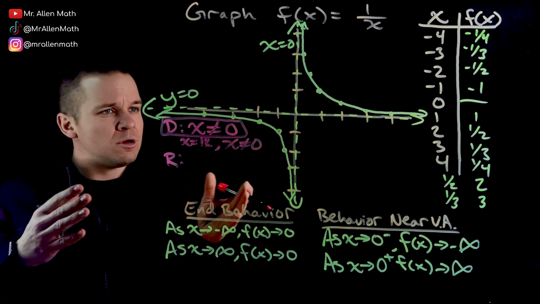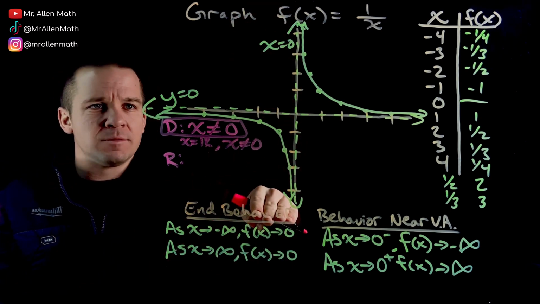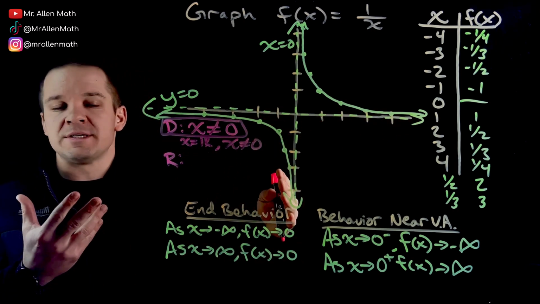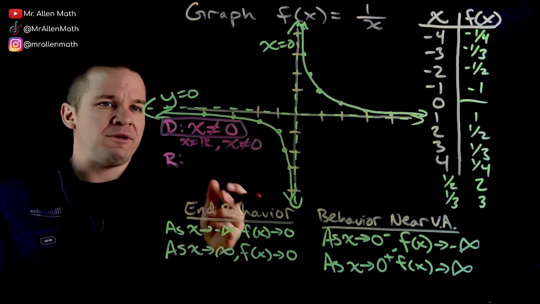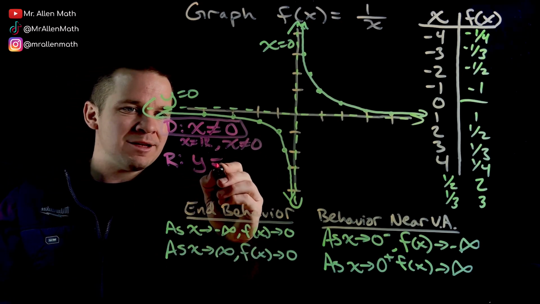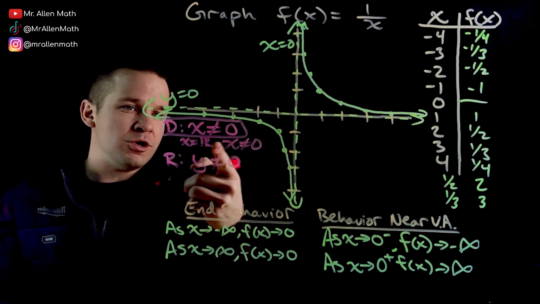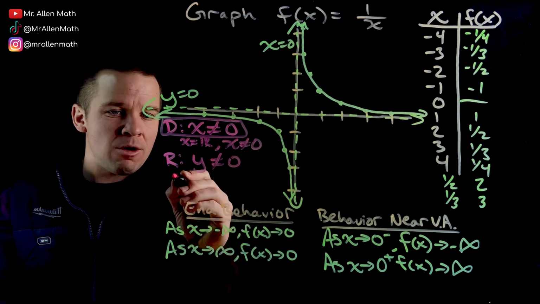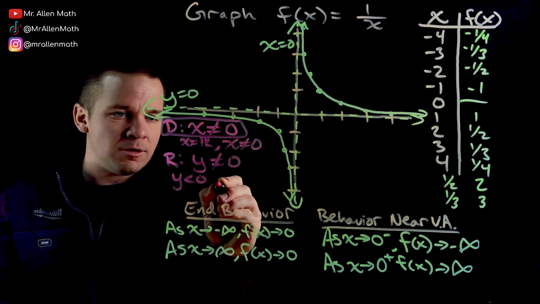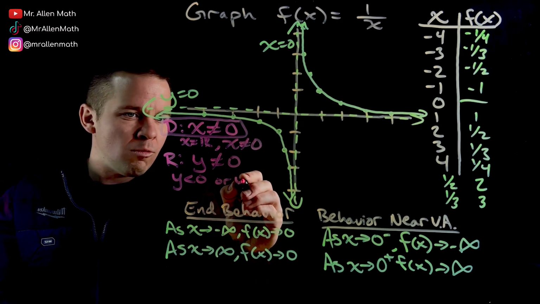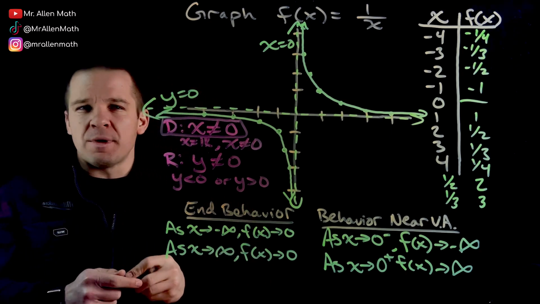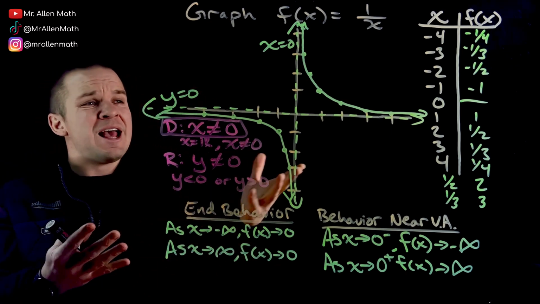All right, range, all my y values here. Are there any outputs that don't exist? Well, as we said, 0 does not exist here for an output value. So we can do the same thing: y does not equal 0, or you can use inequalities. For example, I could say y is less than 0, or y is greater than 0. That'd be another acceptable way. We'll go over some notations like that in another video, but that's about it for this one.